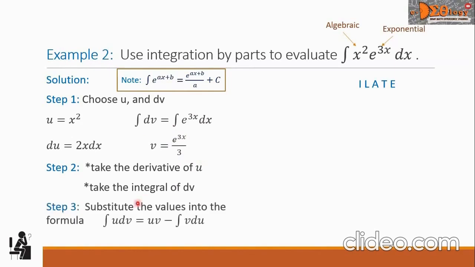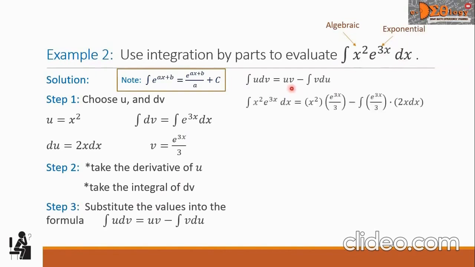Step 3, we substitute the values of step 1 into the integration by parts formula. Our problem here, the integral of x squared times e raised to 3x dx, is equal to the integral of u dv. Now let us substitute the corresponding values of the right side.